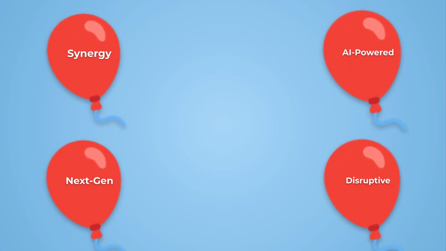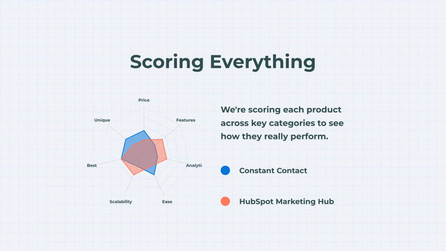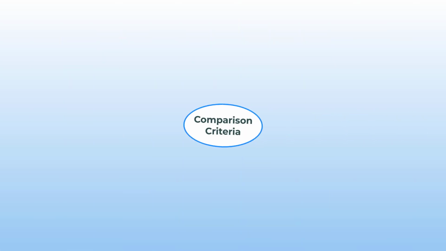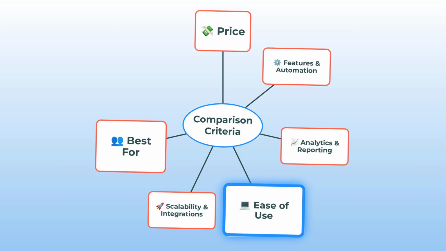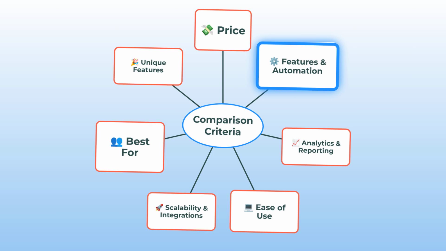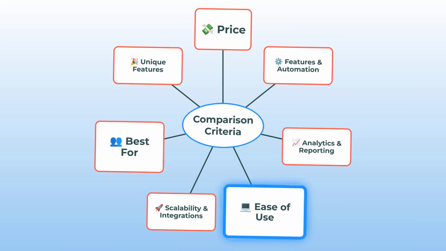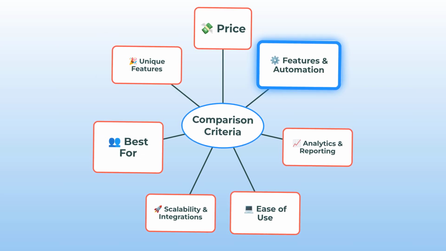Let's skip the buzzwords and get to the real stuff. Each category earns points, and at the end, you'll see exactly who comes out on top. The result might not be what you expect. Okay, before we get into the nitty-gritty, here's a quick mind map of how we're going to compare these platforms. We'll hit these categories: price, features and automation, analytics and reporting, ease of use, scalability and integrations, best for, and unique features. Got it? Awesome.